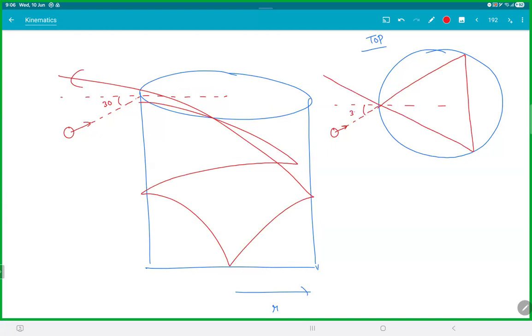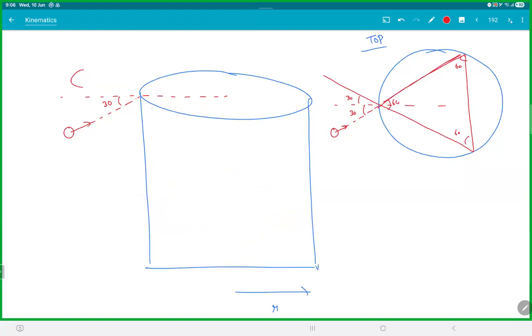This angle is 30. This angle is 30. So this angle is 60, 60, and 60. That forms an equilateral triangle. Then they can ask you, what is this? This straight line which I'm drawing is actually a parabola, isn't it? So from here to here is a part of a parabola. I didn't draw it properly, something of this sort. So here you have to fold the parabola in 3 dimensions.